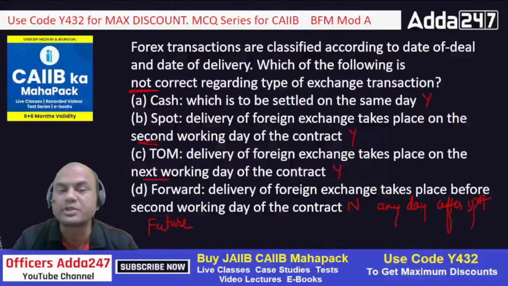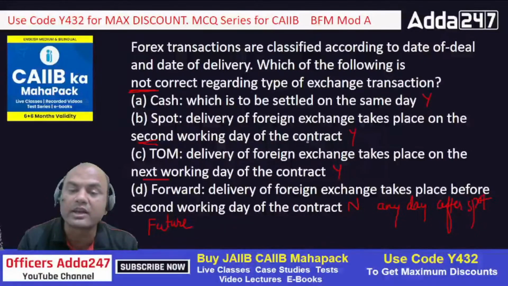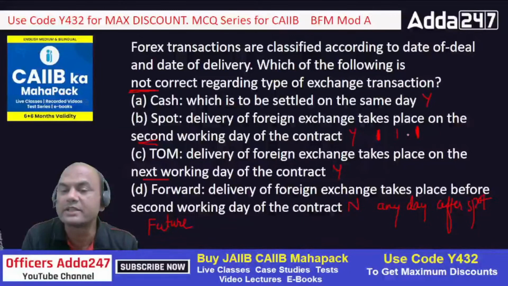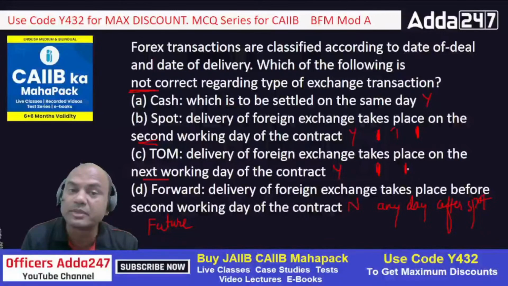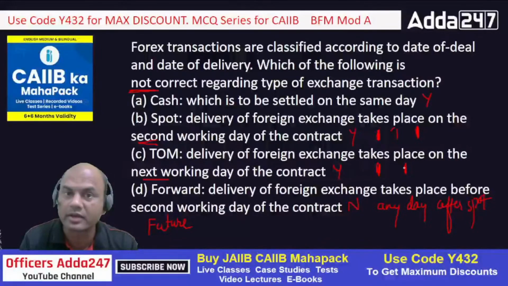Cash means same day. Spot means second working day. Second means what? If today is my cash date, if I give the cash today, then my transaction takes place not on this date, it takes place on this date. So one day there's a gap in between. And if it takes place over here, then it is Tom. This is my cash giving date and this is my transaction date. So immediately on the next day means next working day. Remember, we are not talking of calendar day.